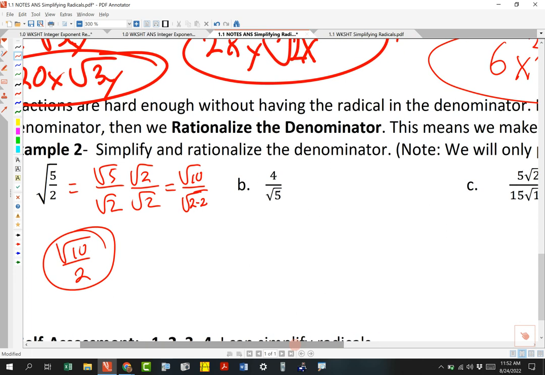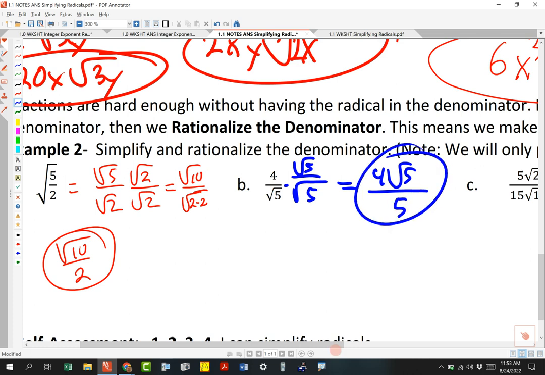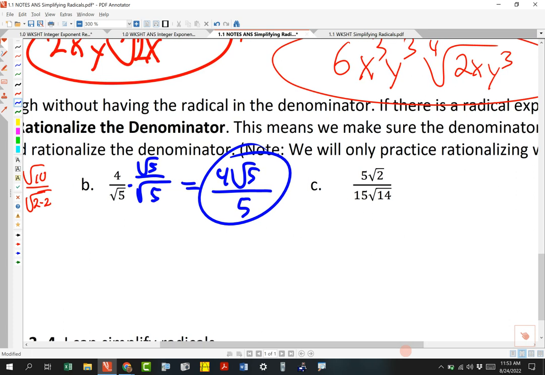Everybody ready? Okay, I'm going to change colors. Take a look at this one. The 4 looks really nice, but radical 5 is awful in the denominator. So we're going to rationalize the denominator. It's a square root. How many more 5's do I need? I only need 1 more, so I'm going to multiply the top and bottom by radical 5. So on the top, I have 4 radical 5. How many 5's do I now have underneath the radical on the bottom? 2. And if I've got a pair of them, I can take them out. So what comes on the outside? A 5. Circle that and we're done with that one. Any questions? We good? Okay.